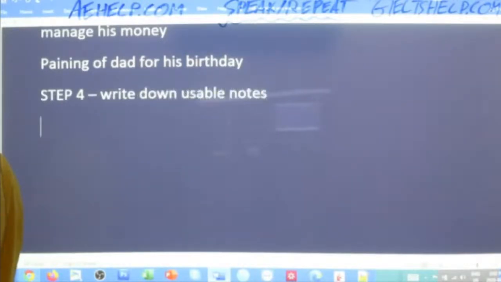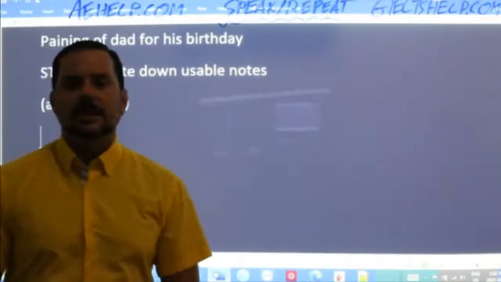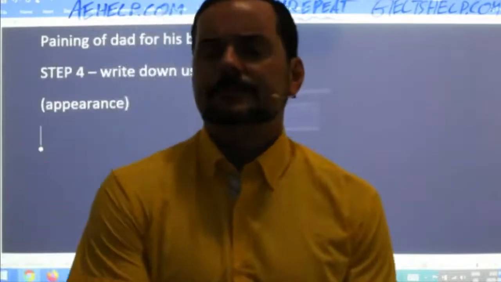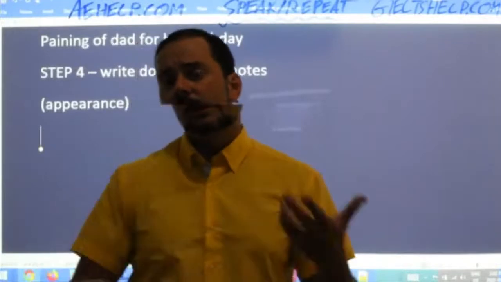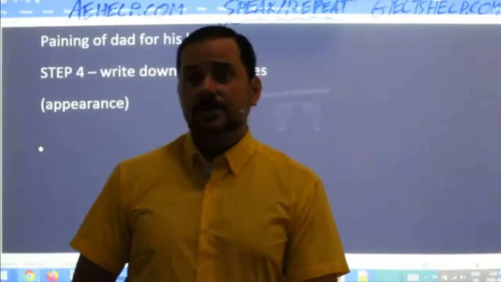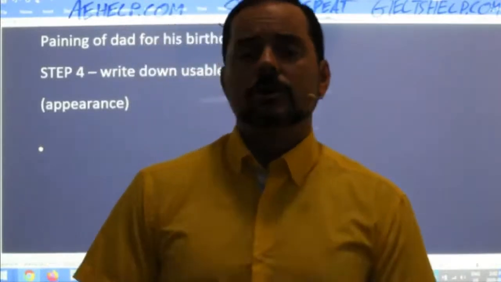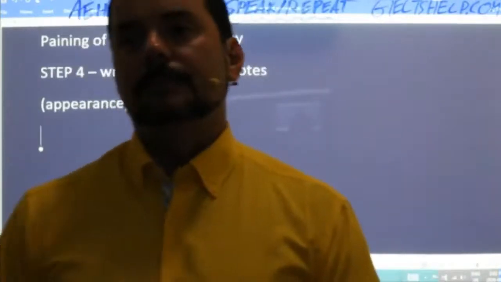Now our next step is to write down usable notes. Okay, so first you want to think of appearance. You don't need to write this in your notes, but you want to think of appearance. Okay, so what did your painting look like? Okay. So give me some information about appearance. If you're thinking painting, let's do it. Let's create some usable notes. What does this painting look like?